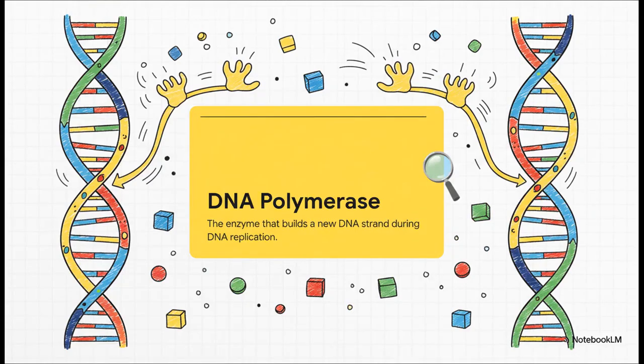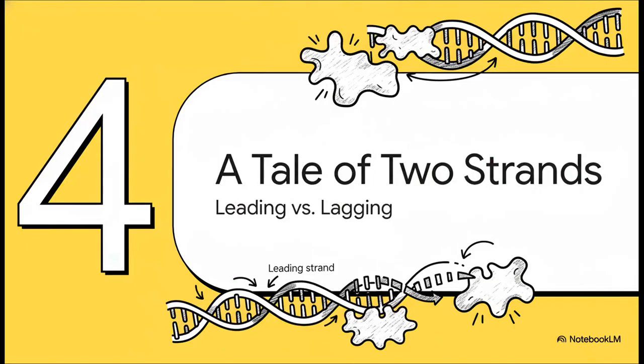And next up, we have the star of the show, DNA polymerase. This is the master builder. As soon as helicase opens up the strands, polymerase comes in, reads the sequence of bases on the parent strand, and grabs the right matching nucleotides to build a brand new complementary strand. It is absolutely essential. But here's where things get a little tricky. You'd think you could just build both new strands in the same way, right? Well, not quite.